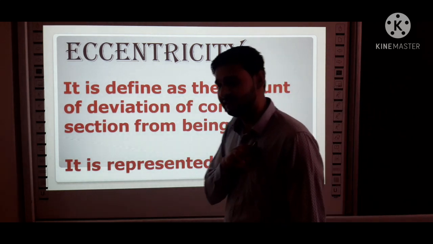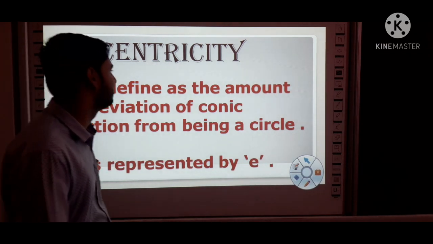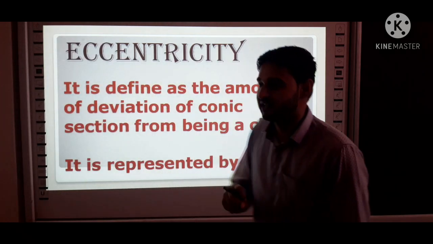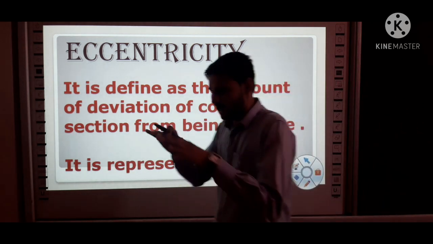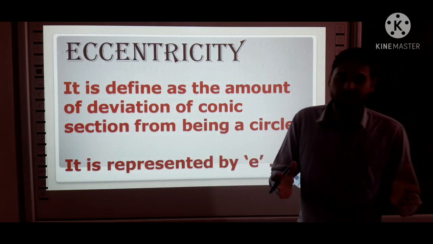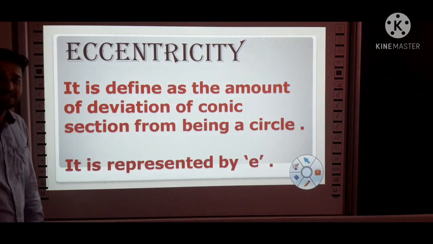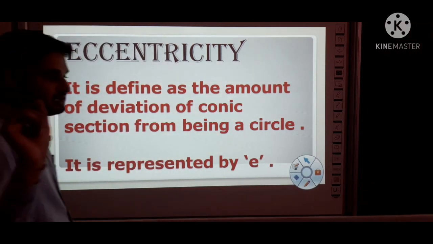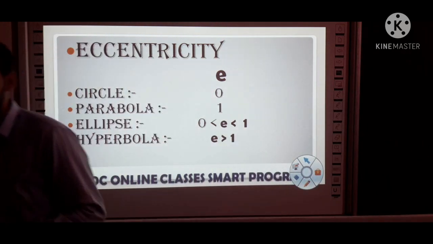What is eccentricity? So first point is that what is the definition of eccentricity? So eccentricity is defined as amount of deviation of conic section from being a circle. हमारे पास सर्कल है, उससे कितनी अमाउंट में, कितनी उसकी क्वांटिटी है जो डेविएशन हुई है, so that deviation is known as eccentricity. So if you discuss about eccentricity, then it is the amount of deviation which, yes, so here is the eccentricity of four conic sections.